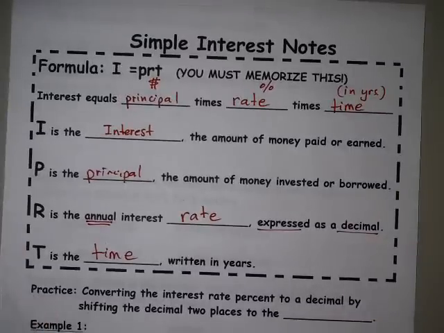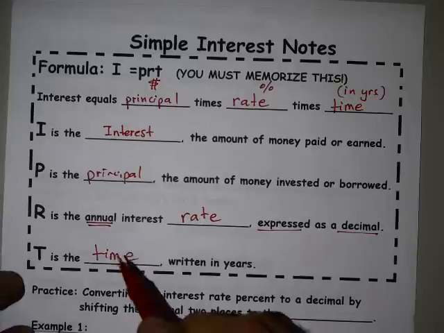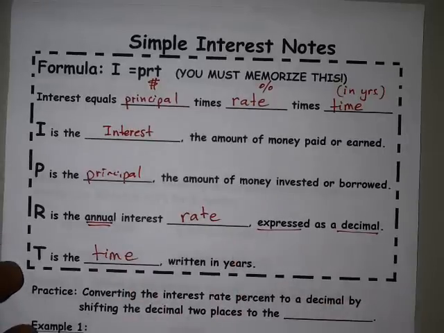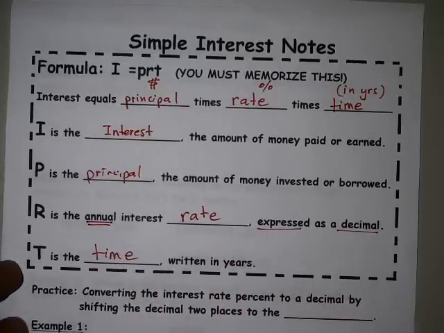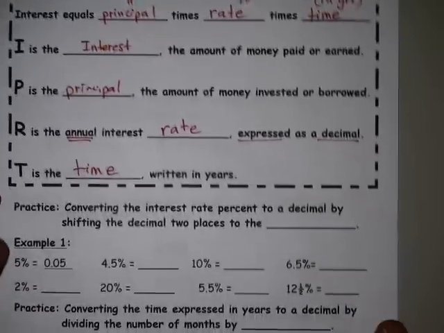And the last one, the T, is for time, and that is always written in years, even though you might not take a loan out for a year or put money in a bank for a year. You might only take out a 6-month loan, or you might only put money in a bank for 6 months. So we have to be very careful with that also. So the time and the rate are going to be a little bit tricky sometimes. Okay, so let's go back and start doing some problems.